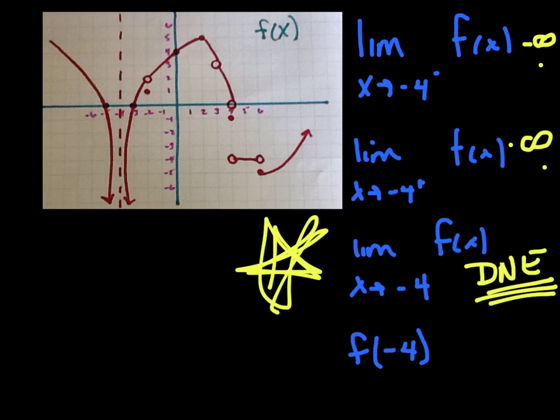Okay, even though your left and right were the same values, it's not an actual value you can count to. So the limit does not exist. Be careful with that one. Infinity is not an actual number. Now, what is f of negative 4? Well, do you see any solid points there? No, so again, this value does not exist.